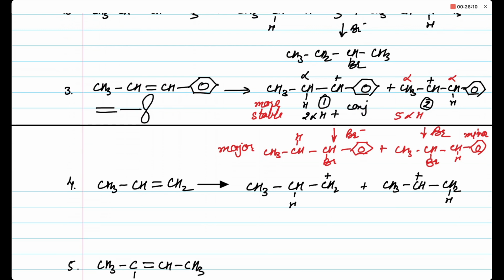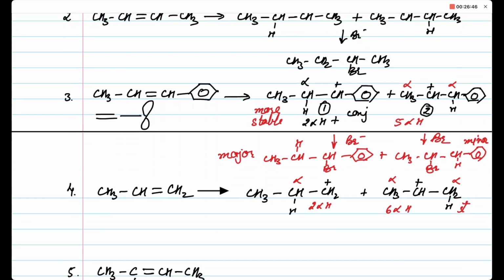Now, when we check these two carbocations, there is no aromaticity, there is no conjugation, but there is hyperconjugation. This is the alpha carbon in this case, and there are two alpha hydrogens to hyperconjugate. While in the second carbocation, this is the alpha carbon, this is the alpha carbon, and we can actually count six alpha hydrogens to hyperconjugate. There isn't any confusion, and you can simply say that the second carbocation is more stable as compared to the first carbocation because the second carbocation has more hydrogens to hyperconjugate.